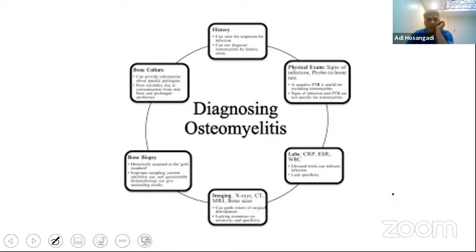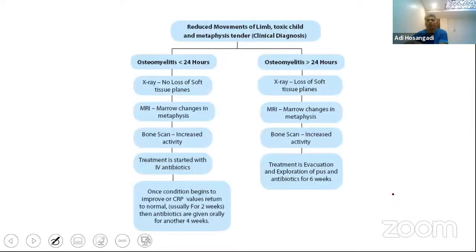Okay, this slide is a little poor. Whenever there is a child, I always keep mentioning the child because acute osteomyelitis is more common in children. So please remember that. What happens? A child is brought who is toxic, meaning running a very high temperature, and comes with pain around the knee joint. So you should suspect osteomyelitis unless proved otherwise. No doubt about that. If the symptoms were within 24 hours, what do we do? You take an X-ray.